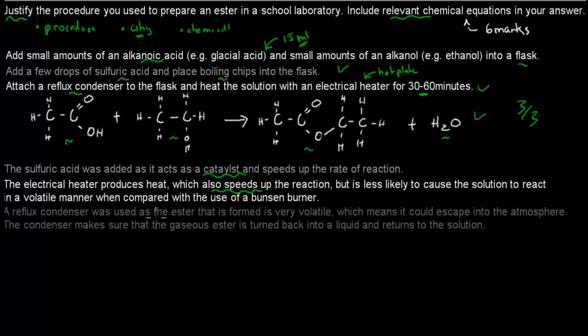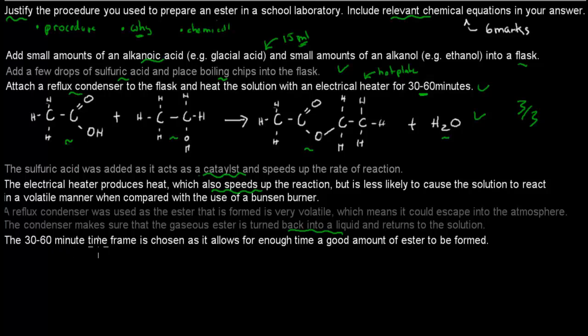A reflux condenser was used as the ester that is formed is very volatile, which means it could escape into the atmosphere. So we don't want it to escape into the atmosphere, therefore we use a reflux condenser. What does the condenser do? The condenser makes sure that the gaseous ester is turned back into liquid and returned to solution. So that's its actual purpose. Here again, we've just justified the actual equipment we used. The 30 to 60 minute time frame is chosen as it allows enough time for a good amount of ester to be formed. So this second part was all of our justification, and we'll get our 3 marks if we've justified enough for our equipment and the procedure. So that will be the other 3 marks. Total of 6 marks out of 6.